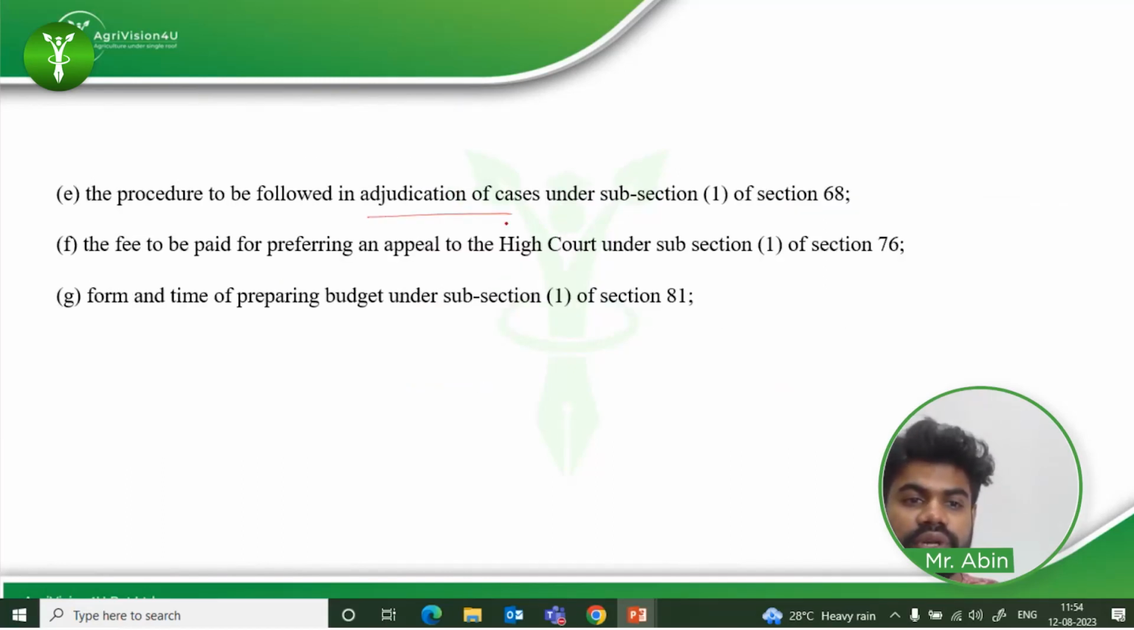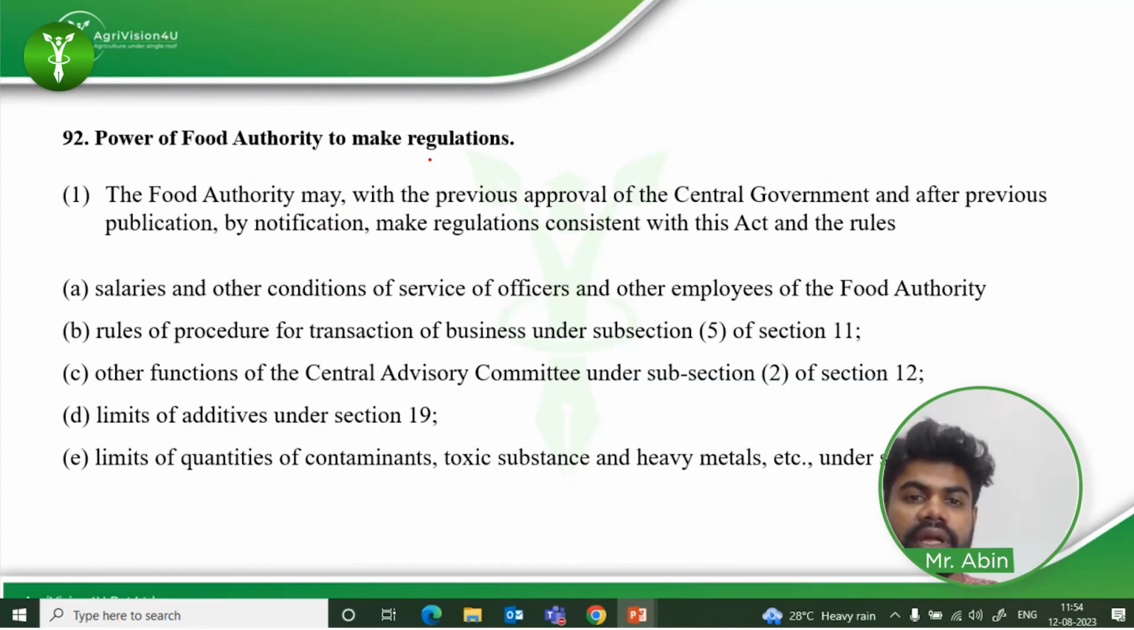The procedure to be followed for adjudication, the fee to pay for preferring an appeal to the High Court, and the form and time of preparing the budget are specified here also. Power of authority to make regulations. This is the power of the authority, that is FSSAI.